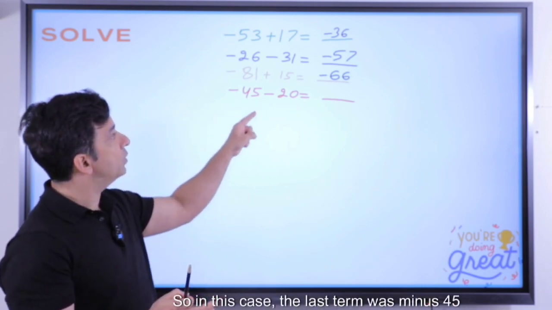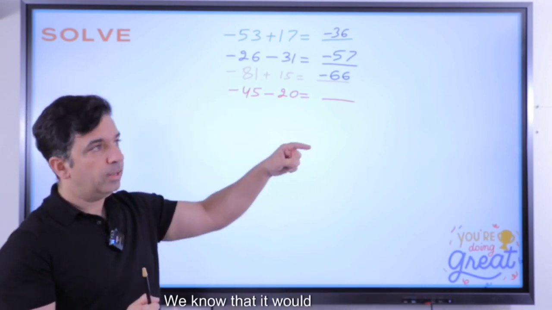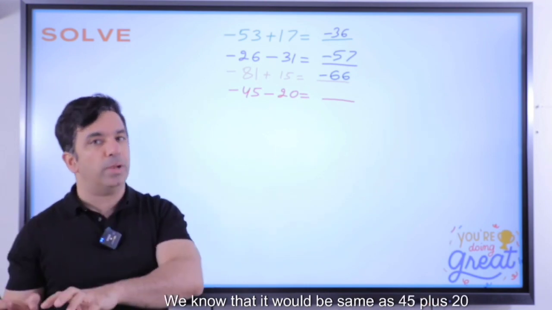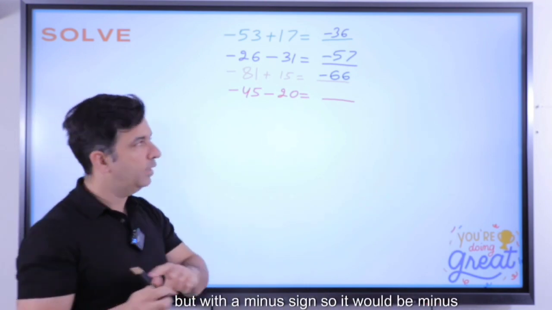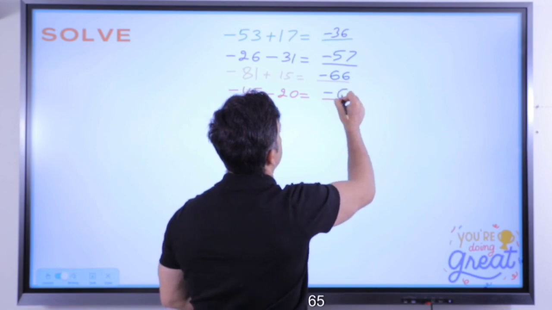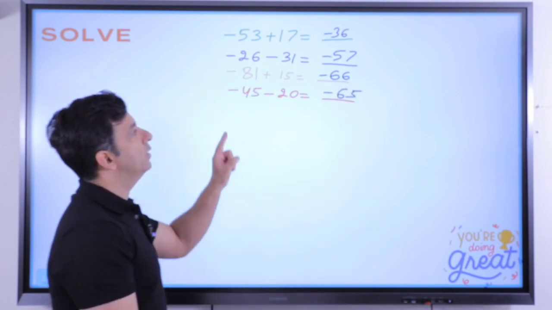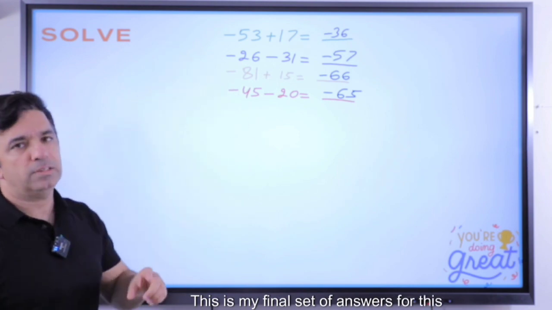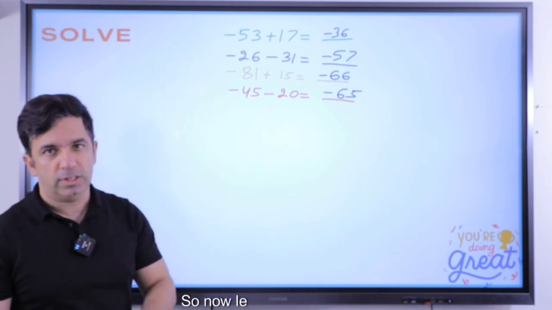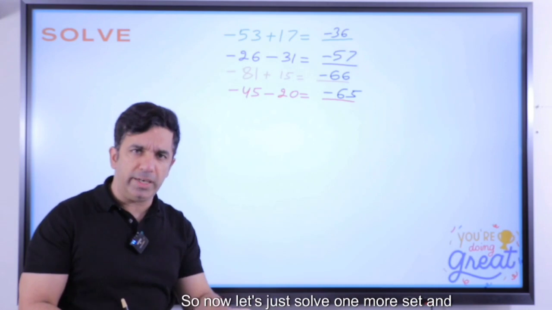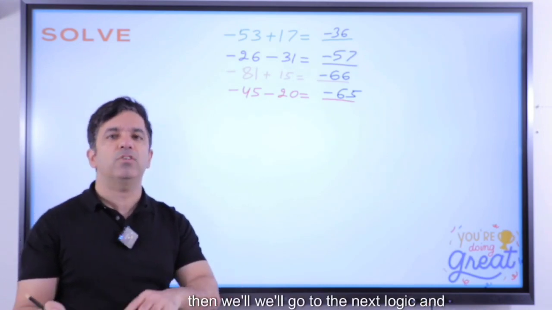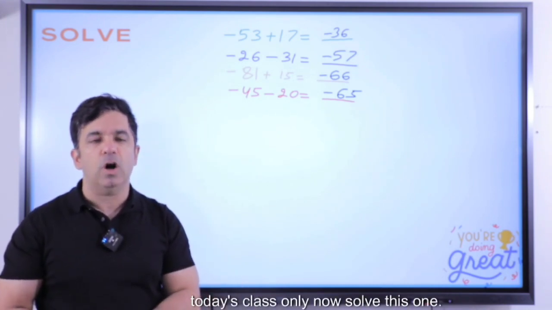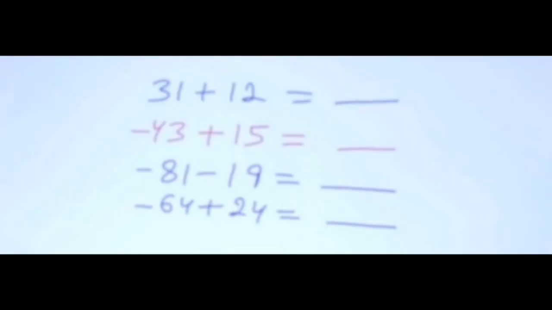So in this case, the last term was minus 45 minus 20. We know that it would be same as 45 plus 20 but with a minus sign. So it would be minus 65. This is my final set of answers for this set of questions that was given to us. So now let's just solve one more set and then we'll go to the next logic in today's class only. Now solve this one.